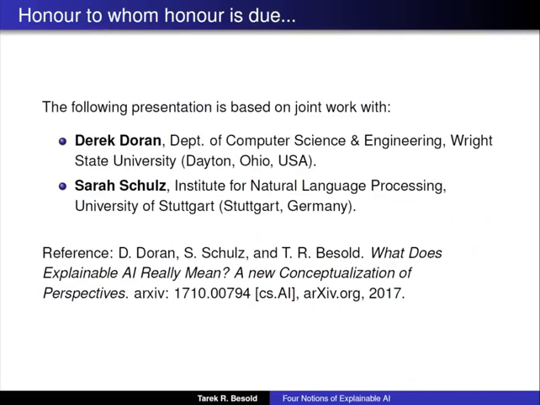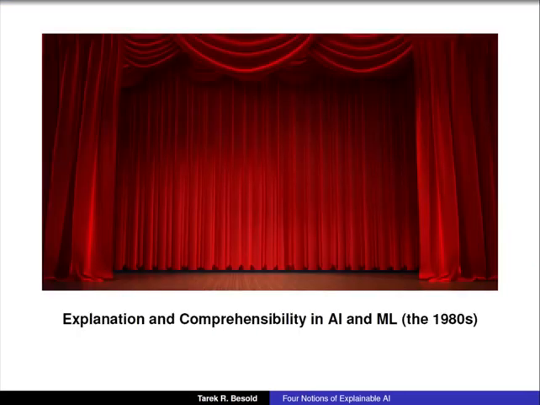Okay. Then, honor to whom honor is due. Most stupidities, I say, are by my own making. If there should be something intelligent in between, it's presumably due to one of these two. Derek Doran, who is an assistant professor at the Department of Computer Science at Wright State University in the somewhat godforsaken but beautiful Dayton, Ohio. And Sarah Schulz, who is a recently graduated PhD in natural language processing in Stuttgart. Also, there is a pamphlet of ours on arXiv, which summarizes most of the thoughts I'm going to force upon you over the next 19 minutes.